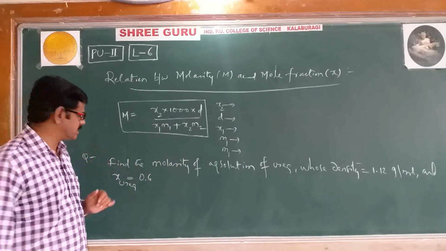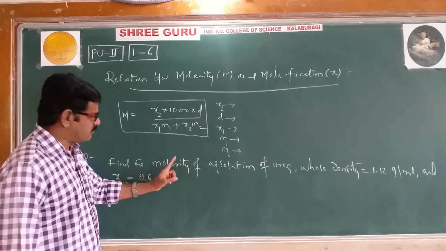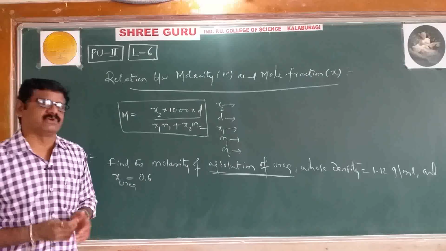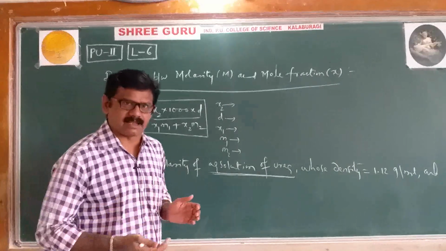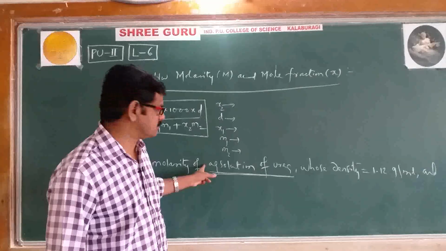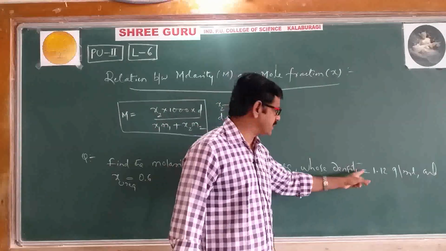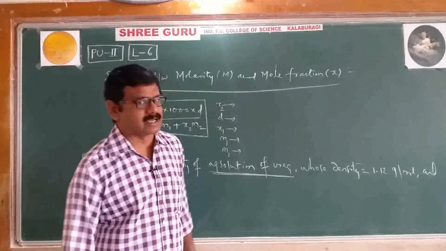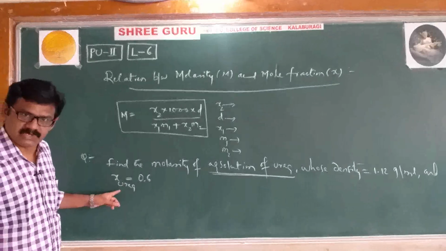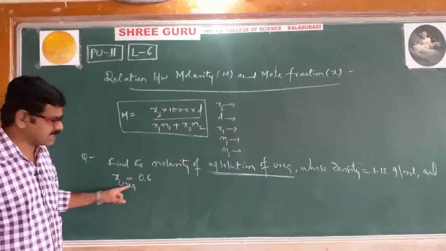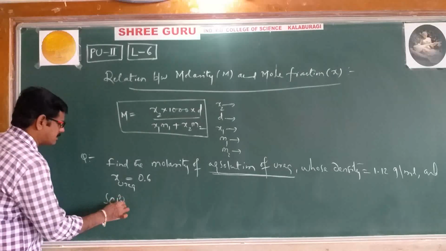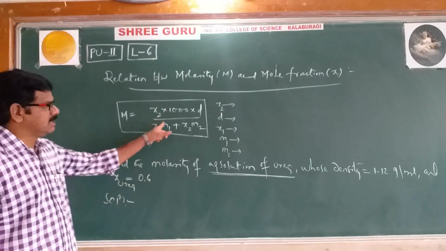We'll solve one question. That is, find the molarity of aqueous solution of urea. Aqueous solution of urea. What is a solute? What is a solvent? Solute is urea. Solvent is water, right? The solution density is given as 1.12 gram per milliliter, and the mole fraction of solute, urea, is given as 0.6, right? With this information, we'll solve this question.